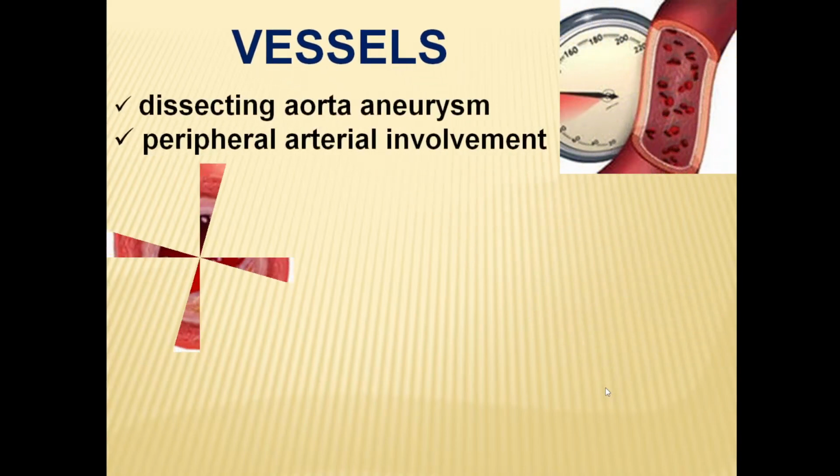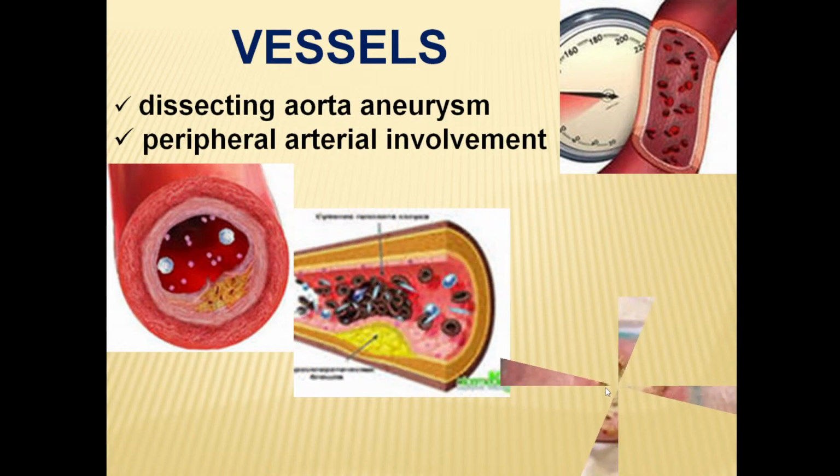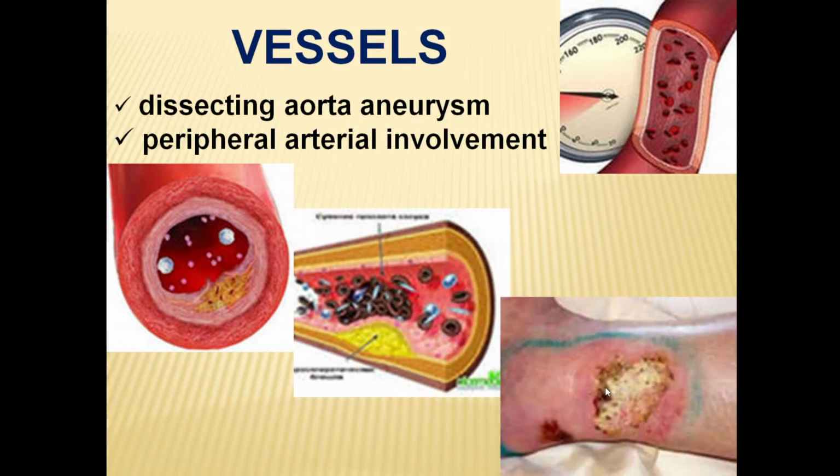Peripheral vessels: we will reveal aneurysm of the aorta or involvement of peripheral vessels due to progressive atherosclerosis, clinically manifested with difficulty in healing wounds or sometimes with gangrene of the lower extremity.